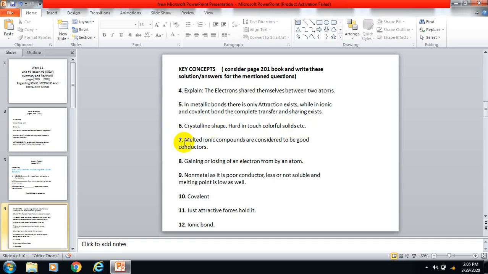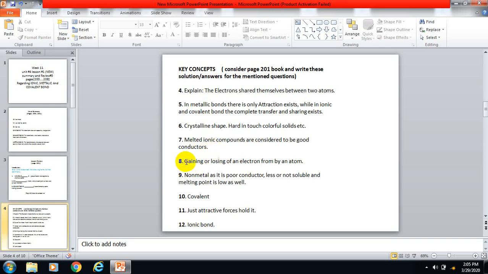These are the practical, physical properties, the way they look alike. Now the seventh option, the answer is what? Which is the better conductor of electric current, a solid ionic compound or a melted ionic compound? Of course, the melted one. Look at this answer: melted ionic compounds are considered good conductors of electricity, which allows the current to pass through.